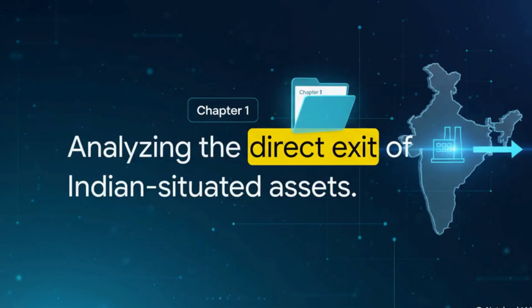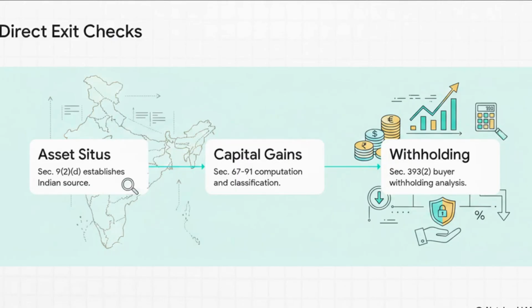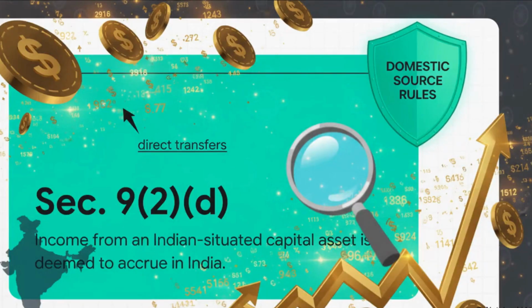Well, before the transaction can move forward, we must examine direct transfers of Indian-situated assets. The first question in the file means tracking asset situs, capital gains, and finally, withholding. Direct transfers of Indian shares firmly trigger domestic source rules under Section 9, Subsection 2, Clause D.